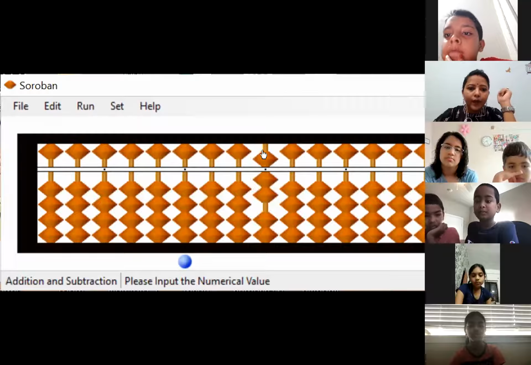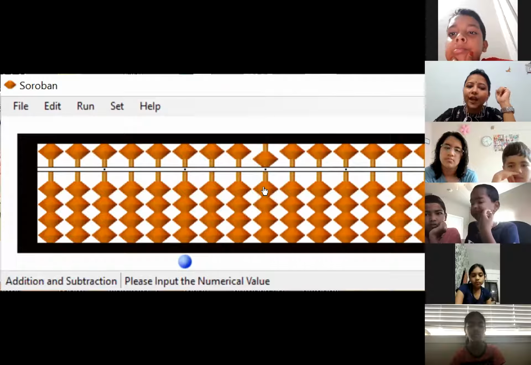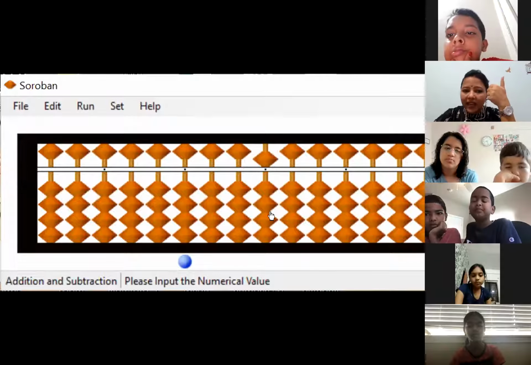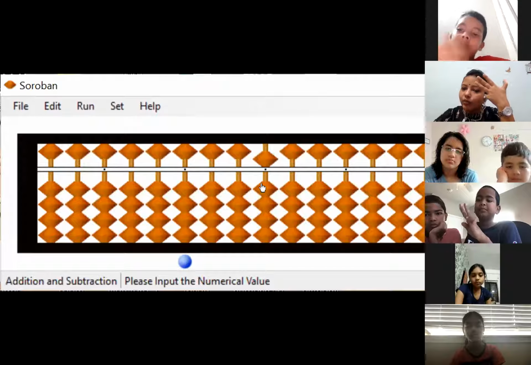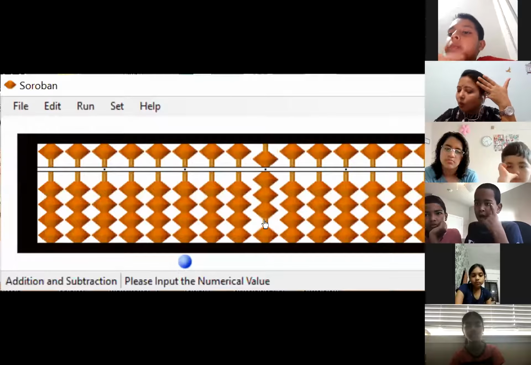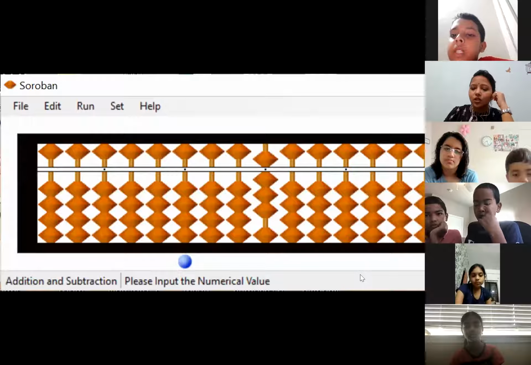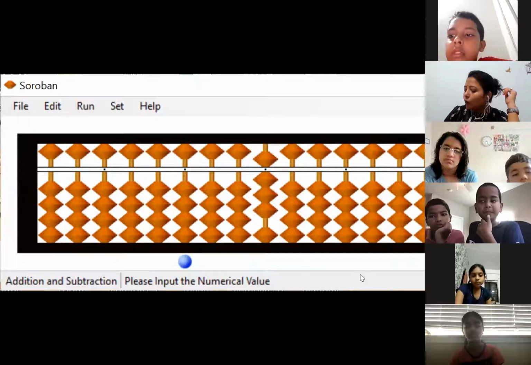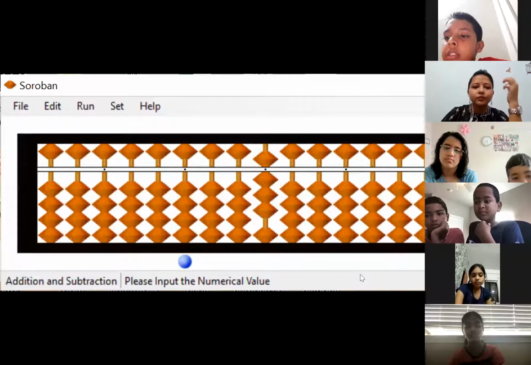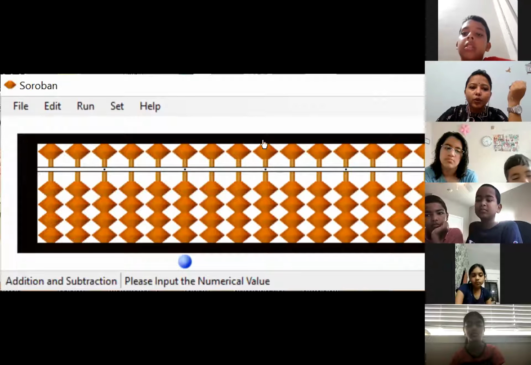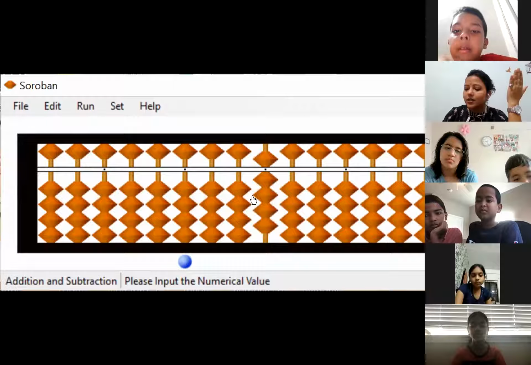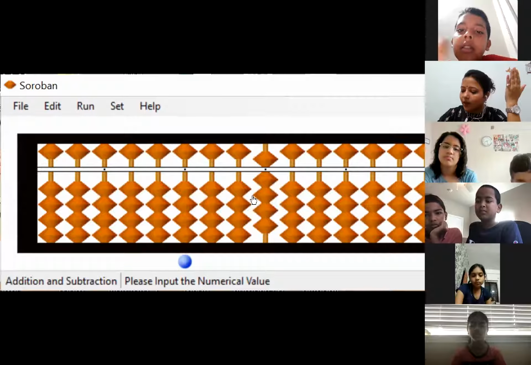This is 7. Now 8, 5, and how do we make 8 on our hand? 5 and 3 lower beads. So 1 from the upper side and 3 from the lower side. This is 8. Now how will you make 9? 5 and 4. This is 9.